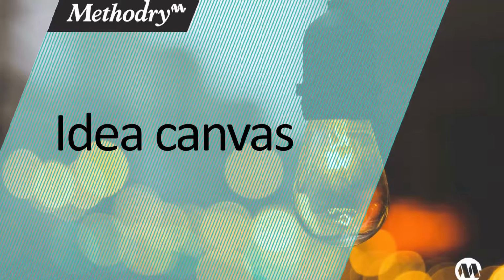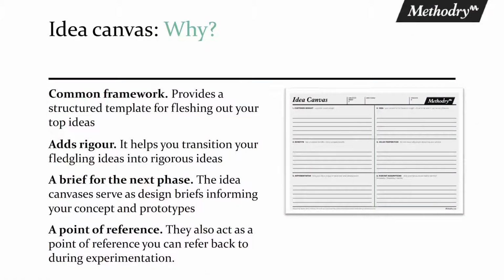So we've selected a couple of ideas that we think have the legs to solve the problem that we've got, or at least start with that. And what we want to do then is flesh those ideas out using an idea canvas. There's a number of reasons that we use this idea canvas. The first one is that it's a common framework, so we can use this for all of the ideas that we have.